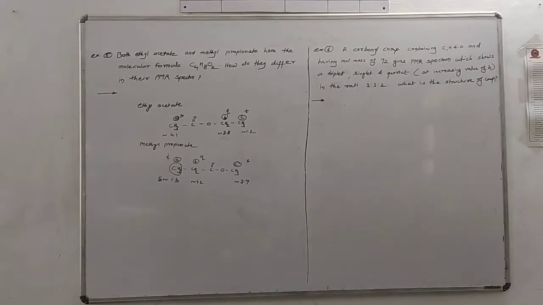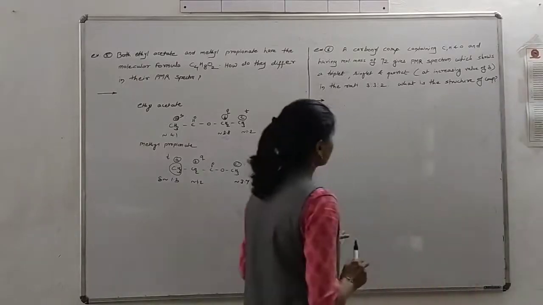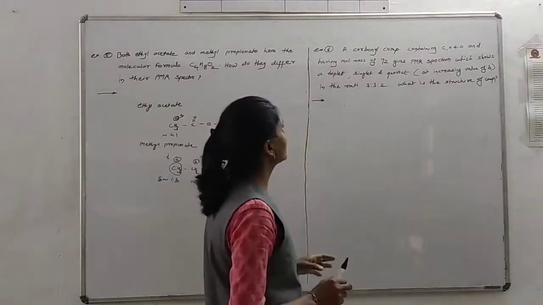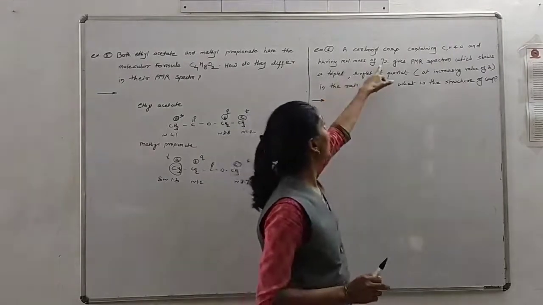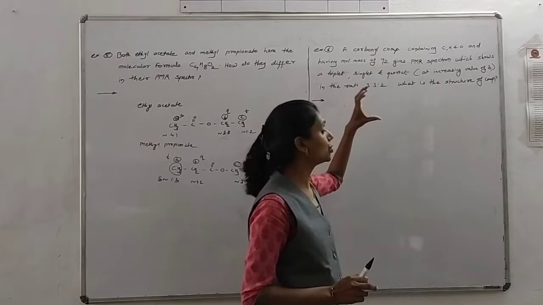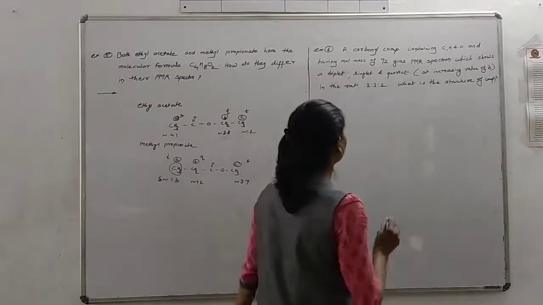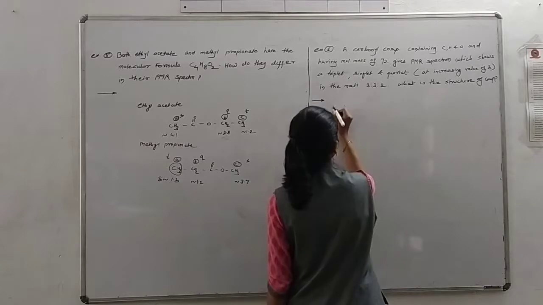Next example: a carbonyl compound containing carbon, hydrogen and oxygen and having a molecular mass of 72 gives a PMR spectrum which shows a triplet, singlet and quartet at increasing value of chemical shift in the ratio 3:3:2. What is the structure of the compound? Here no molecular formula is given, but the molecular mass is given, and a carbonyl group is present in the structure of the compound.